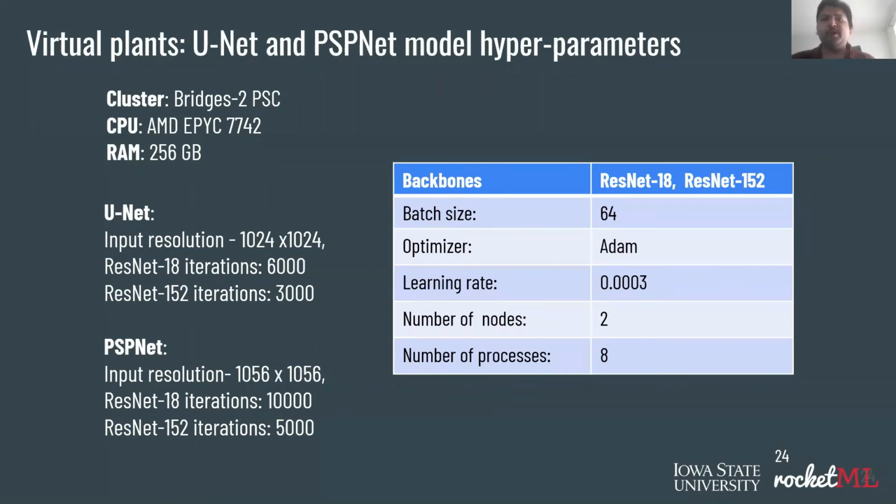The UNet model with ResNet 18 backbone was trained for 6,000 iterations. The UNet model with ResNet 152 backbone was trained for 3,000 iterations. The PSPNet model with ResNet 18 backbone was trained for 10,000 iterations. And the model with the ResNet 152 backbone was trained for 5,000 iterations. We used a batch size of 64 and used Adam optimizer with a learning rate of 0.0003.